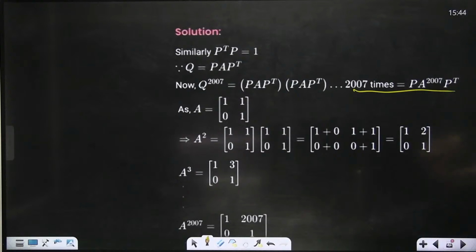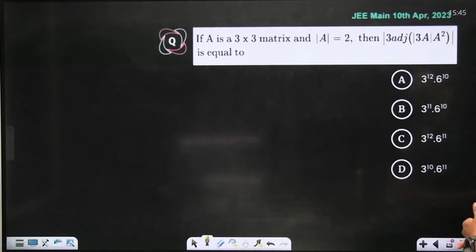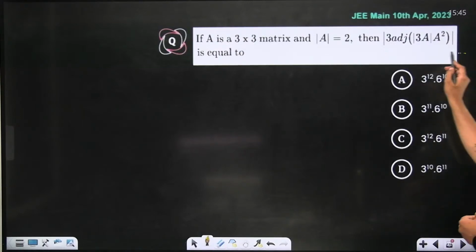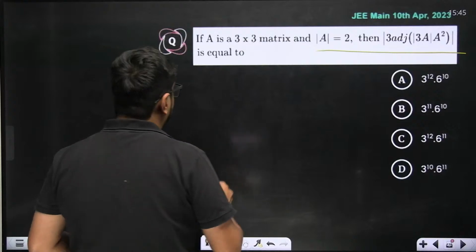Okay. So A to the power 2007, you have P into P transpose, you already told. This is how you can easily solve these type of questions. Just observe your matrix very carefully. This year also many questions came on this type. Some formulas which you should remember.